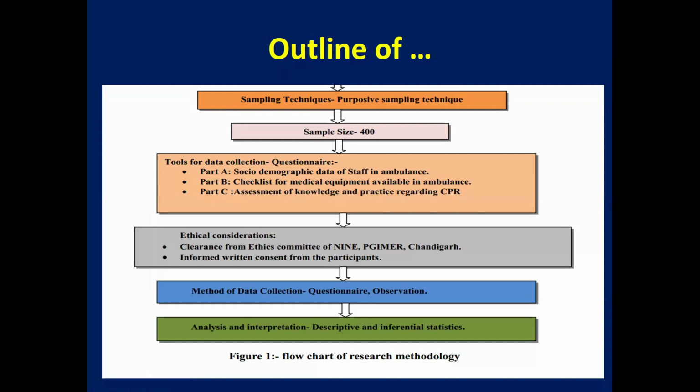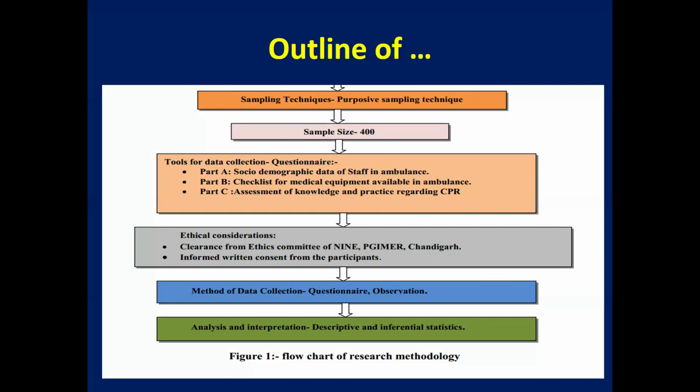Now comes ethical clearance. We have to mention the clearance from the ethics committee of the institute, PGIMER Chandigarh, which the researcher obtained, and informed written consent from the participants. These are the main things of ethical consideration. After that, there is the method of data collection: questionnaire, observation, interview schedule. Then analysis and interpretation: we use descriptive and inferential statistics to analyze and interpret the findings.